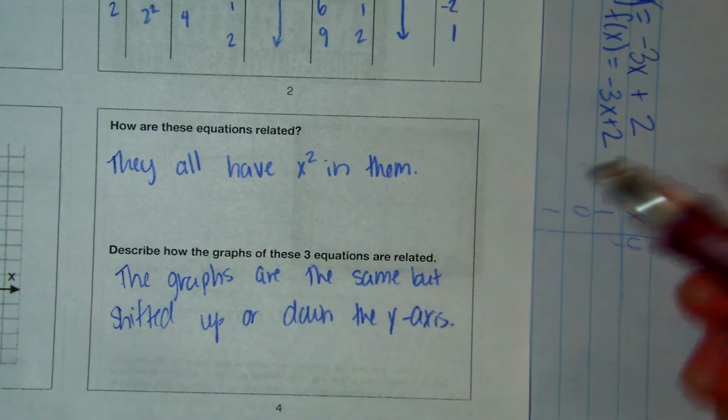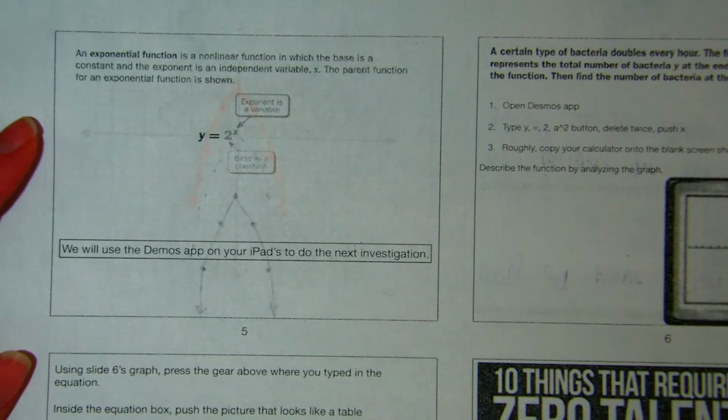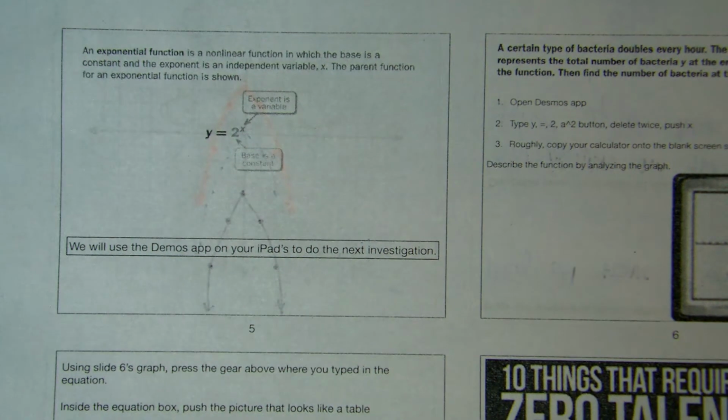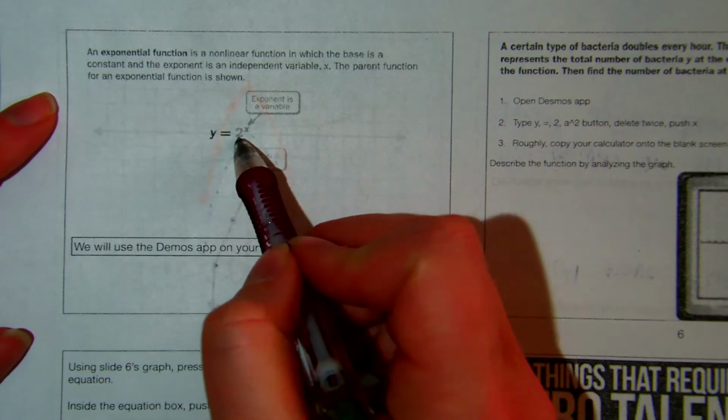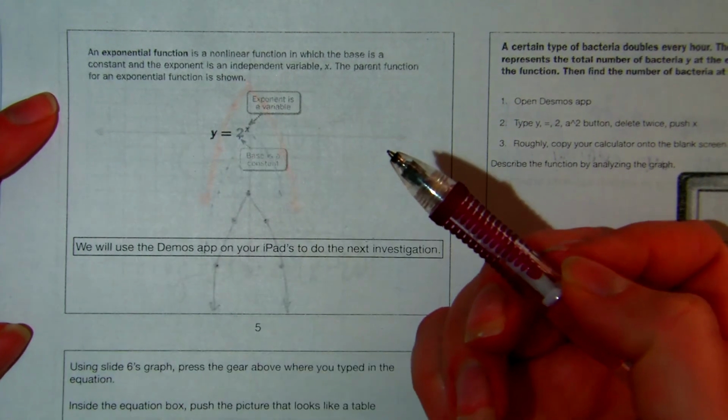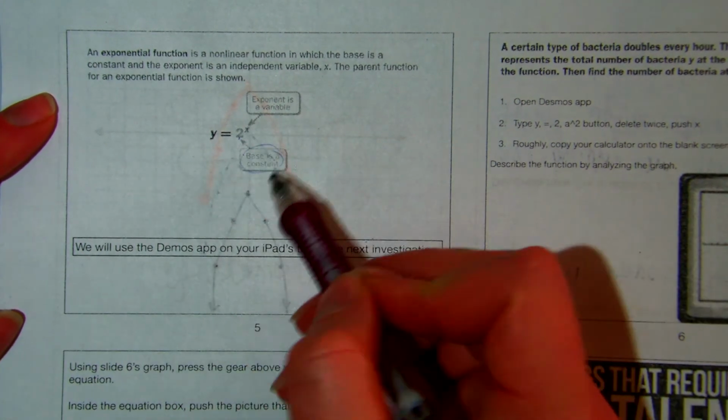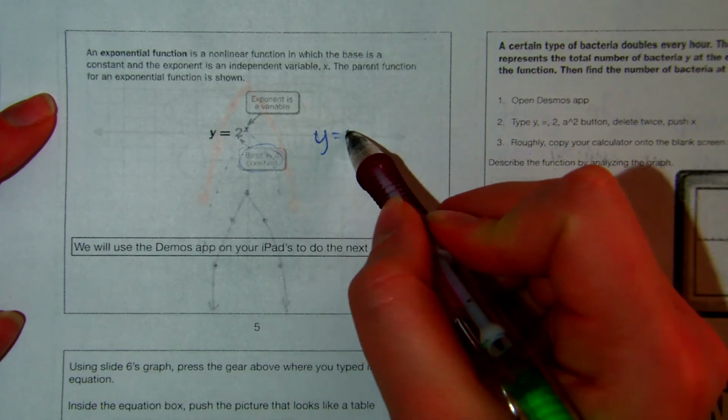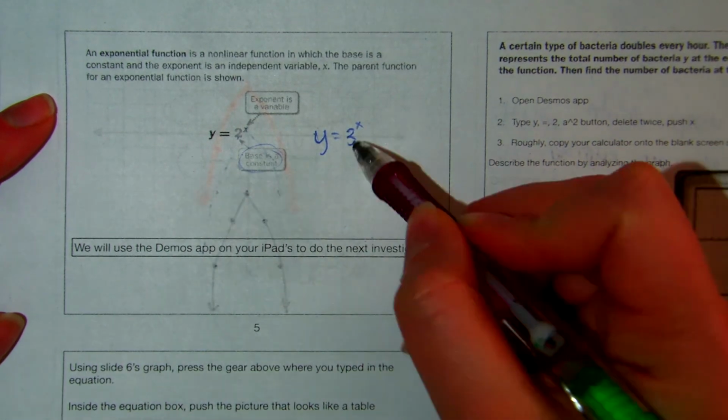Okay, let's flip it over here to slide 5. An exponential function is a nonlinear function in which the base is a constant and the exponent is an independent variable x. You might want to check to see if that's a vocabulary word on your sheet. The parent function for an exponential function is shown. So the base of 2, and x. Or the base is a constant. So it could be y equals 3 to the x. That could be another parent function with a base of 3.